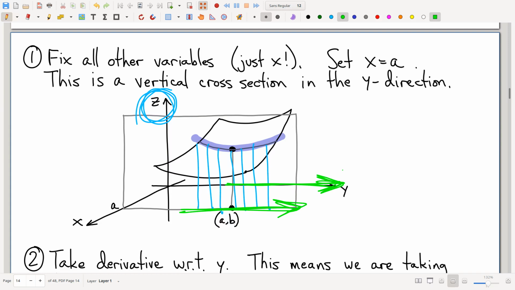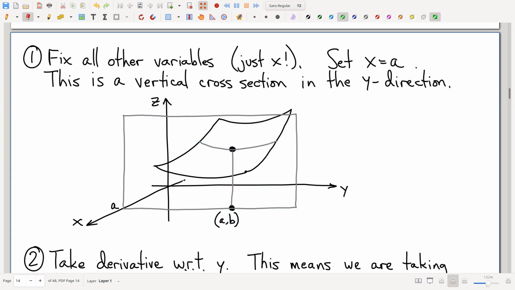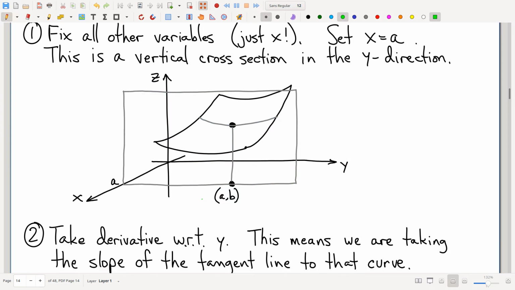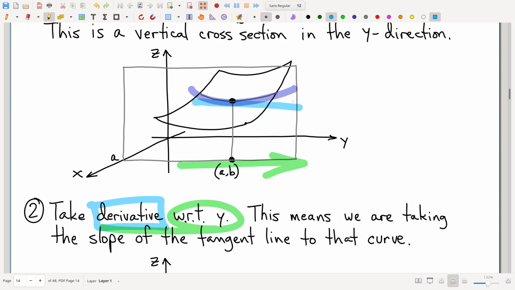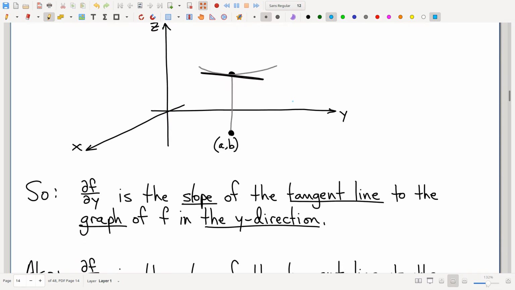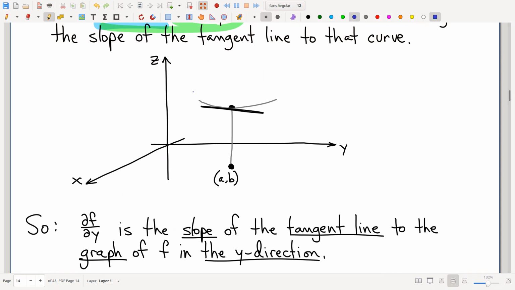Okay, and with that noticed, second step, given that we are looking at the graph of my new single variable function, taking the derivative with respect to y means that as I go in the y direction, this derivative is just going to give me the slope of the tangent line. And that's what I have drawn here. Again, we have this curve. The derivative is the slope of that tangent line right there.